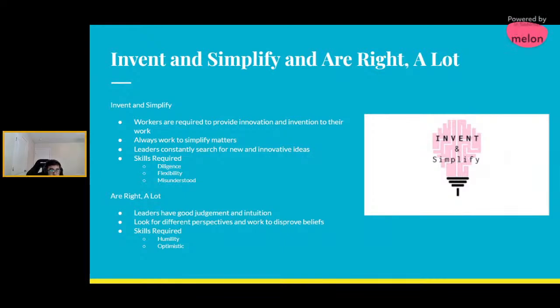For write a lot, leaders have good judgment and intuition, and they look for different perspectives and work to disprove beliefs. The skills required for this are humility and optimism.